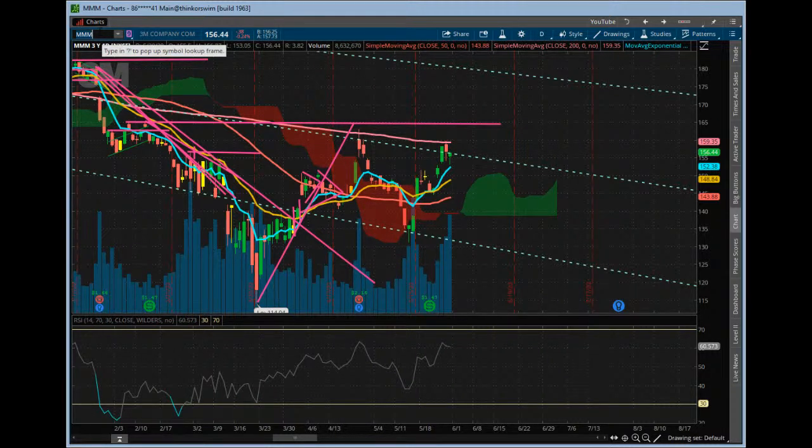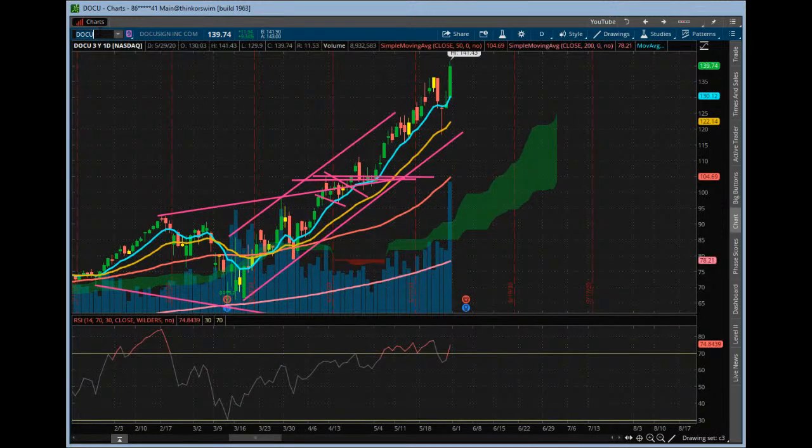Triple M's looking interesting right there. I'd like to see it get over the 200-day. And Docu, the spreads have been nuts. It was a cheap stock a couple months ago, but the spreads have just been crazy on it, unfortunately.